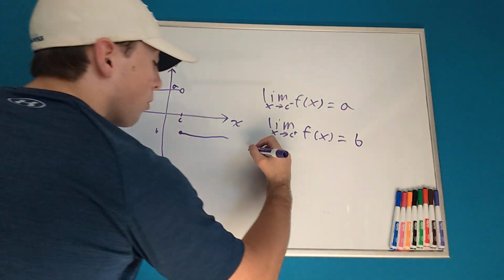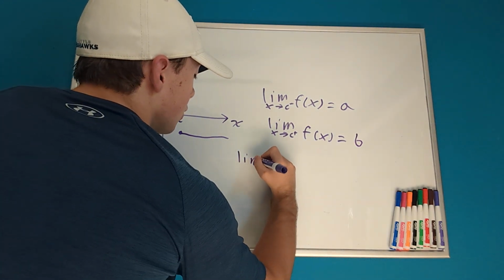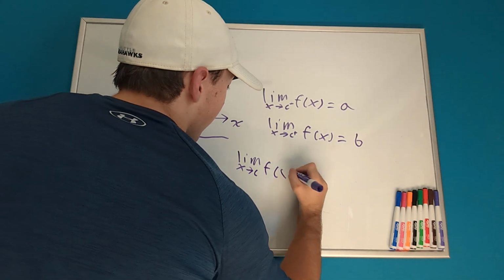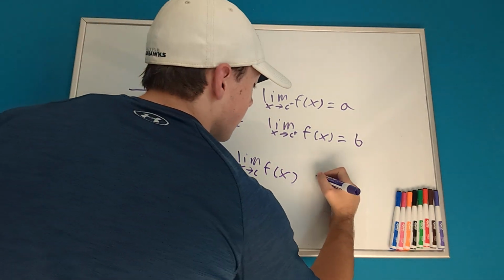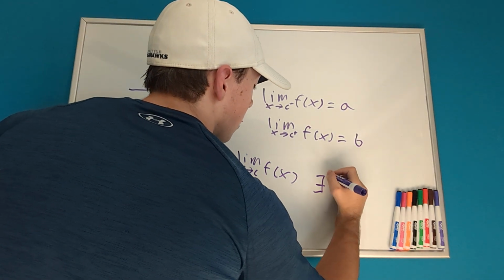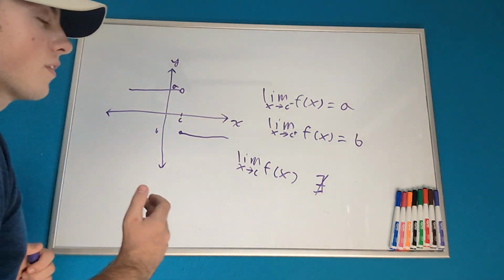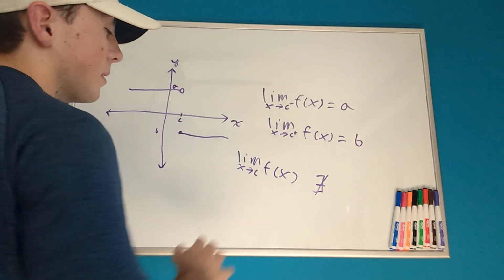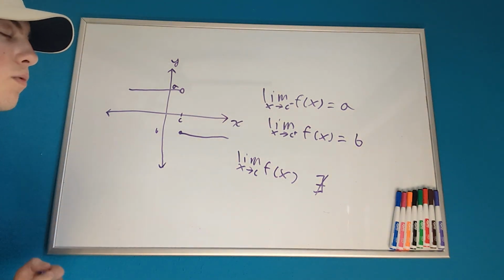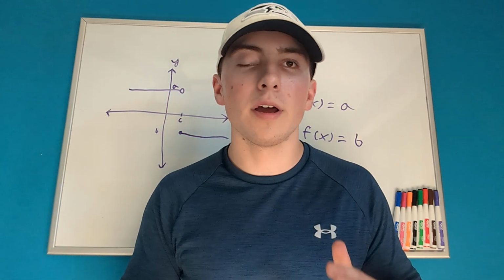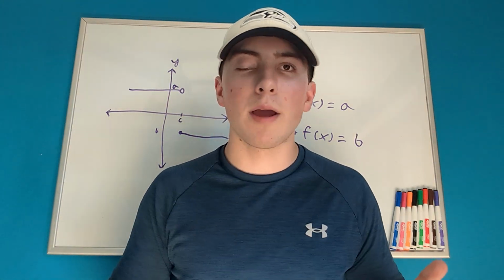So if we were to talk about the two-sided limit, the limit as x approaches c of f of x, we would say the limit does not exist, right? The two-sided limit, in order for that to exist, the one-sided limits must both exist and equal the same number. Hopefully that gave you a little insight into what a one-sided limit is and why we need to think about them.